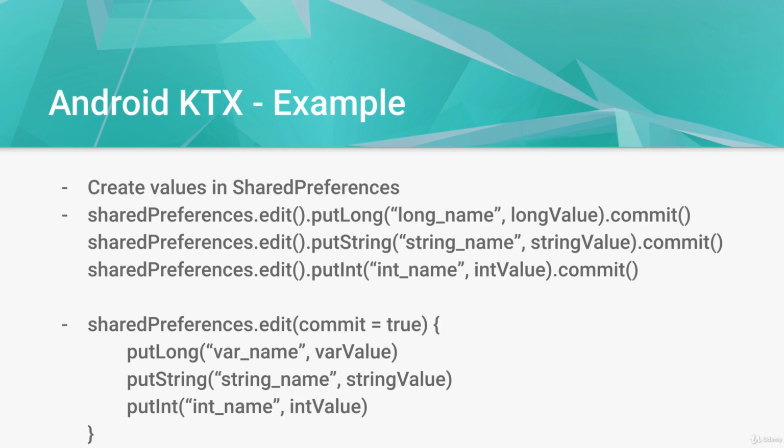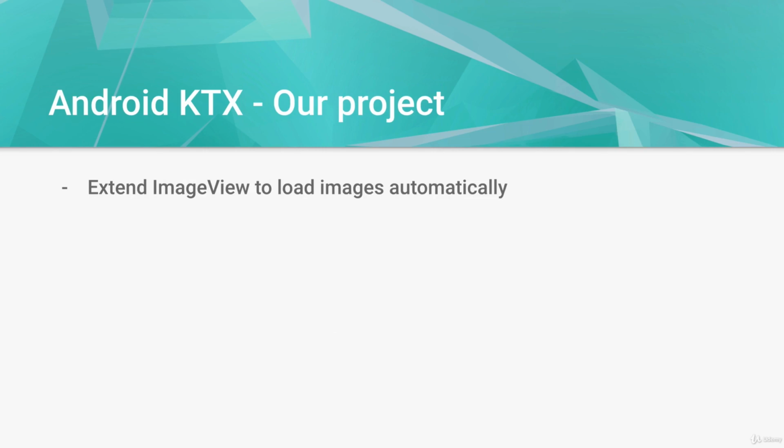But of course, KTX implements extensions for multiple libraries and multiple components of the Android system, not only shared preferences. Now, just to give you an idea of what we are going to be using this extension functionality for, we will extend the image view class, which is a component of the Android system. We will extend it to load images automatically, and we will be using Glide to load that automatically, while also providing some error handling and some spinner for when the image is loading, to show the user that there is something going on in the background and the image has not yet arrived.